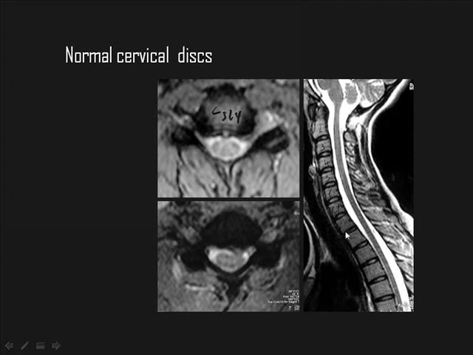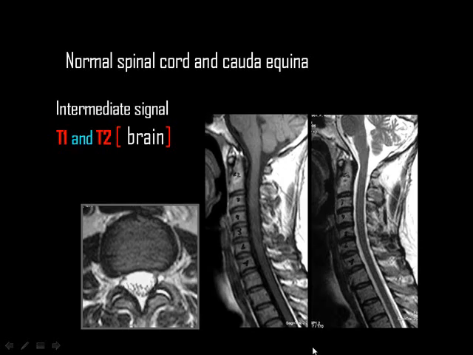Then in the cervical spine, the same. These are the vertebral discs containing a little amount of water. They are bright in the T2 weighted image, and they do not extend inside the spinal canal beyond the vertebral edge.